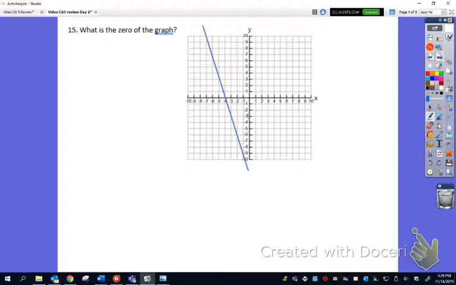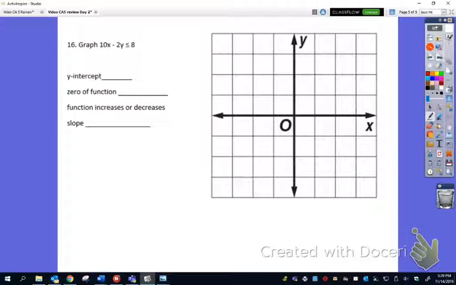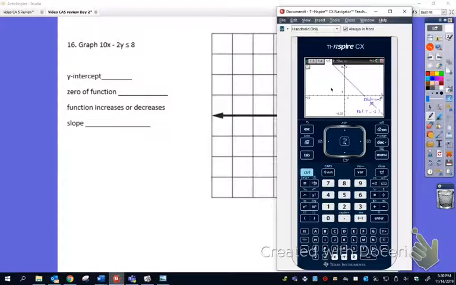Number 15, this is one of the most missed on the question, on the benchmark. The 0 is where it touches the x-axis. So you just go along the x and you look to see where that line touches the x. And it touches right there at negative 4. So my answer is negative 4. That's it. That's where it touches. That's all they want.